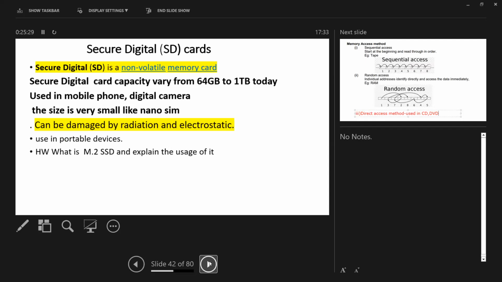So I'll give a small homework. What is an M.2 SSD? Explain the use of it. When our computers were on Windows 10 and we wanted to upgrade to Windows 11, most laptops had to be upgraded with an M.2 to speed up the machines, along with RAM of 8 GB. M.2 SSDs are faster than the hard disk. We don't need much capacity. If you have 256 GB or 128 GB for the operating system, that's enough.